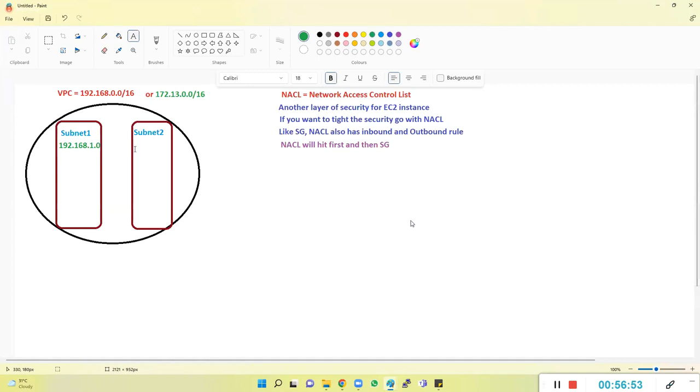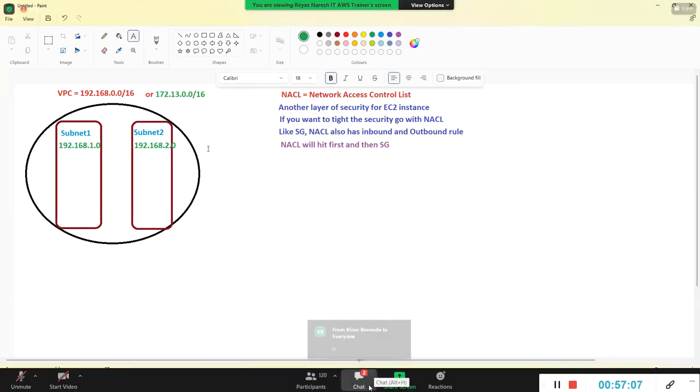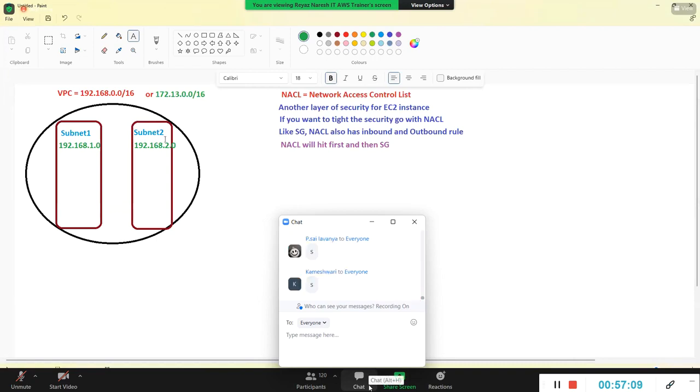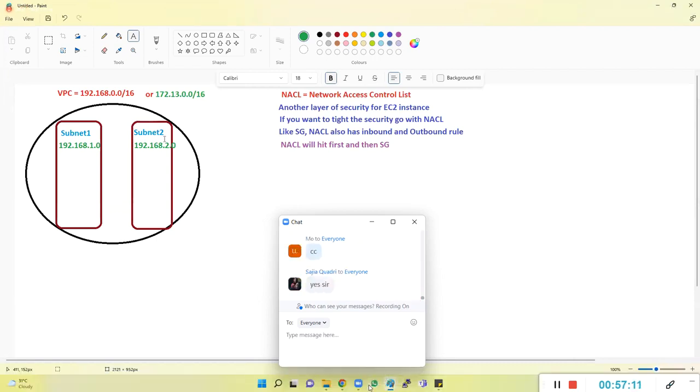Right? And this one here, 192.168.2.0. This is another subnet, like 3.0, 4.0, 5.0. You can create multiple subnets. Getting it, guys? Slowly. Just listen to what I'm saying, just understand what I'm saying. That's enough. We can create multiple subnets. We can derive a small network from this big network.